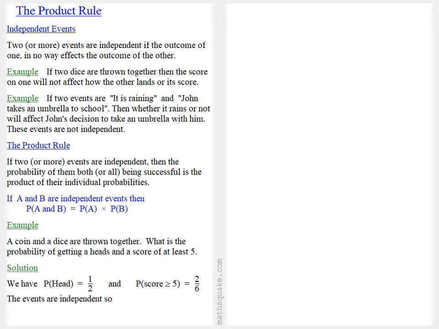However the coin lands will not affect how the dice lands. So, the probability of getting a head and a score of greater or equal to 5 is equal to a half times 2/6. Well, that cancels down to 1/6. Now we can see this result by other methods.